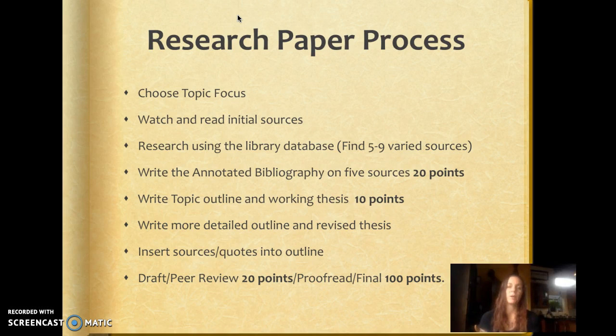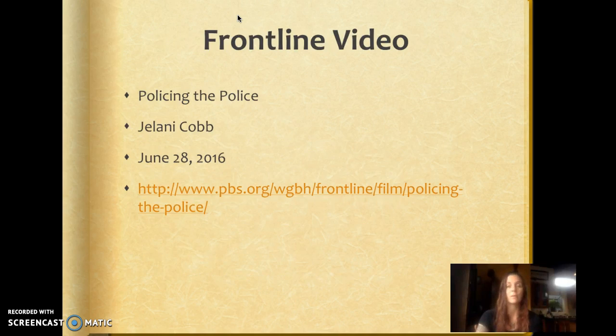So the research paper process: you choose a topic, you watch some videos, and read initial sources. I'm going to give you a handout with a bunch of sources, but you're going to look for some more. Write an annotated bibliography, which I'm going to talk about later, and then write a topic outline and working thesis. Then you're going to write a more detailed thesis, insert your quotes into an outline, and then do a peer review, proofread it, and do a final one. And you can see the points that are involved with this. It's also weighted more than the other papers in the class.